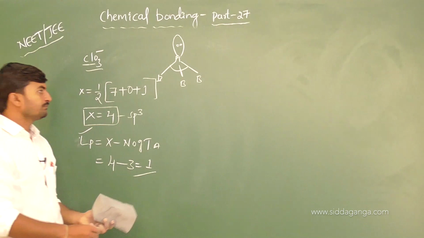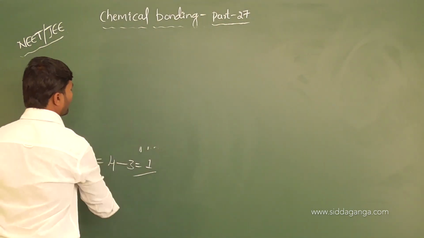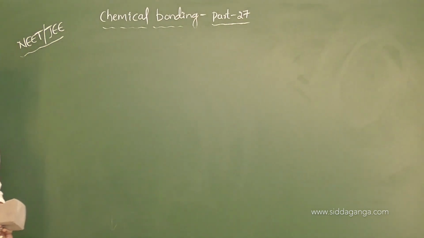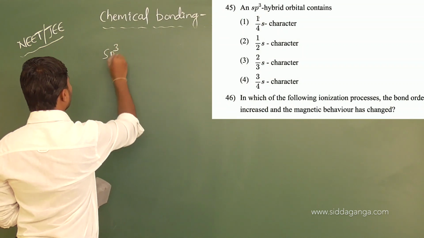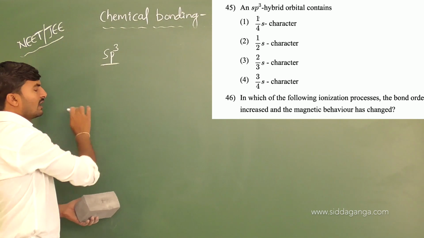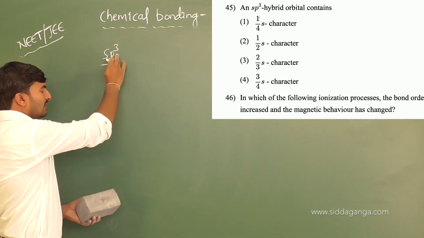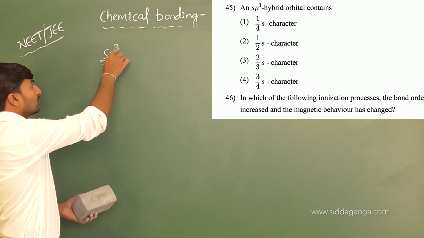And the next one, so the next question, it is an easy one, that is an sp3 hybrid orbital contains. Okay, sp3 hybrid orbital, what will be the percentage of s and what will be the percentage of p? Look, s is only one here, and there are 3 p orbitals.